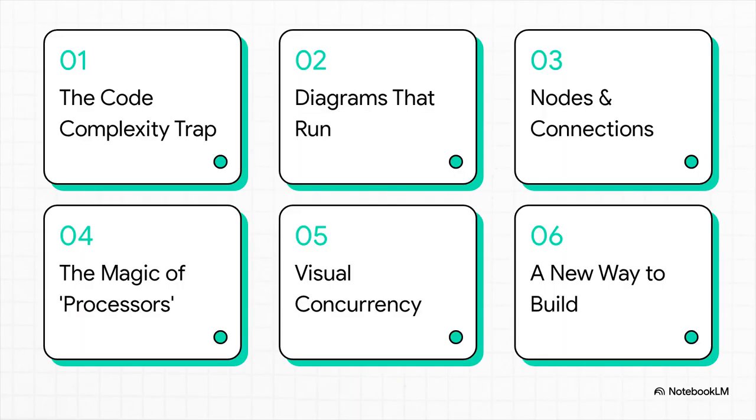So here's how we're going to break this down. First, we'll look at that code complexity trap we all fall into. Then, we'll get into this wild idea of diagrams that actually run. We'll unpack what it means to think in nodes and connections and see how these things called processors bring it all to life. And then, we're going to circle all the way back and solve our original concurrency problem visually. And by the end, you'll see how this could be a whole new way to build.